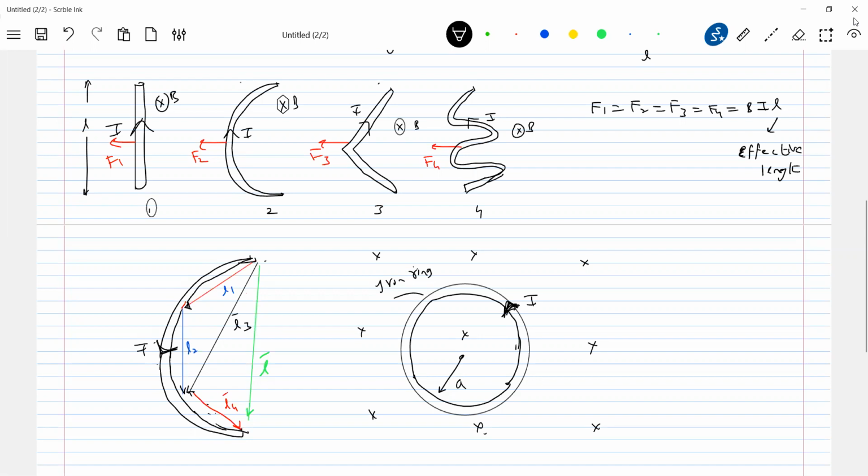Or in terms of mathematics, you can analyze it. You take a small element, this one, like this. So what is the force acting on this? B bar, current, B bar. Okay, I'll change the direction of current.